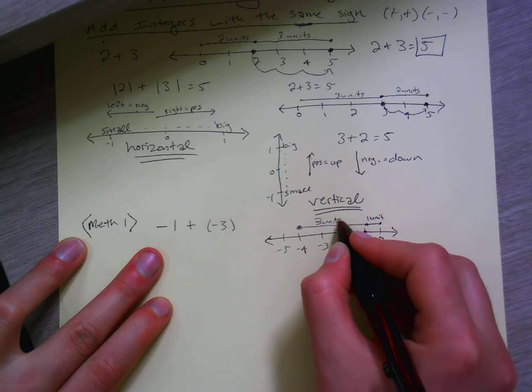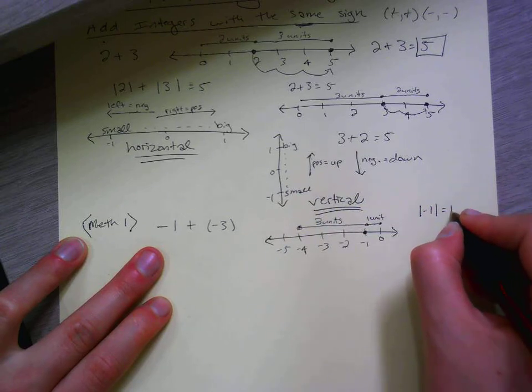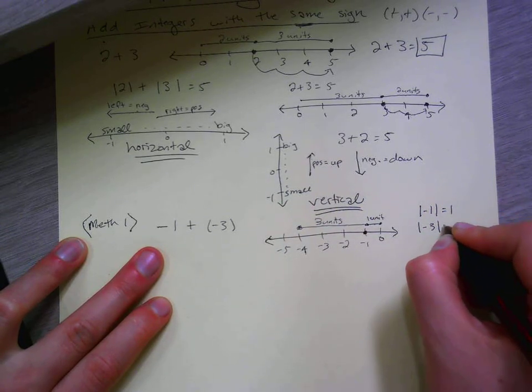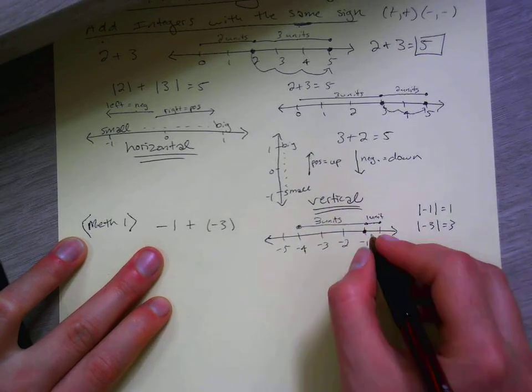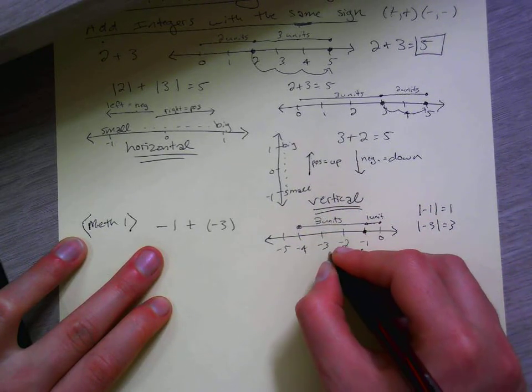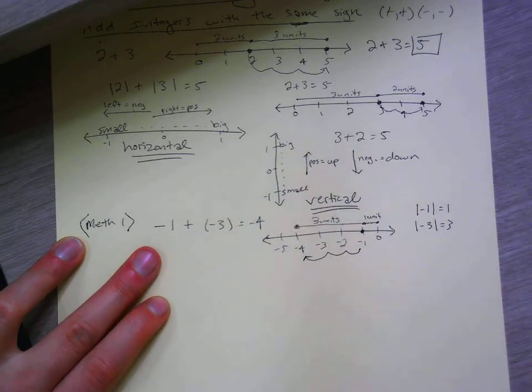Notice these are the absolute values, because absolute value of -1 equals 1. Absolute value of -3 equals 3. That's where you get those numbers from, 1 and 3. We go left that many ways, or you can start at -1. You can jump 1, 2, 3, and you will find out that this equals -4. Okay?